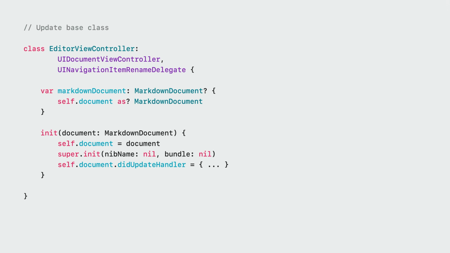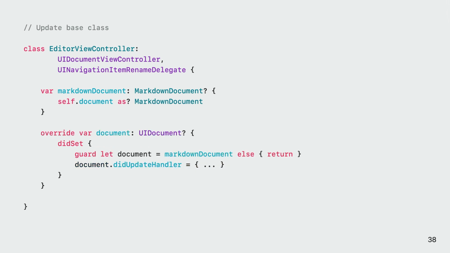The only code in there that we still need is assigning a callback to our document. Since the document can change during the lifetime of this view controller, we move this to execute every time the document changes. An easy way to do this is to override the document property and add a didSet callback. Great, now that the base class is up to date, we need to take care of the new callbacks.